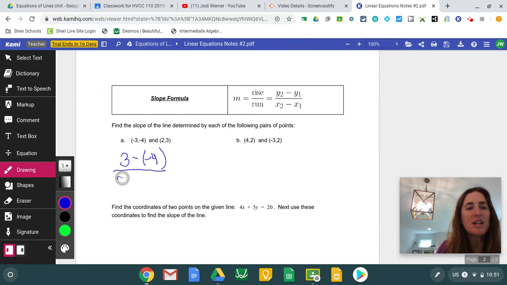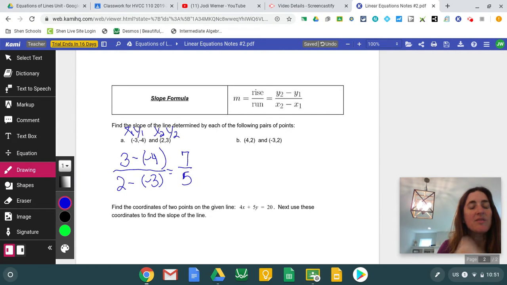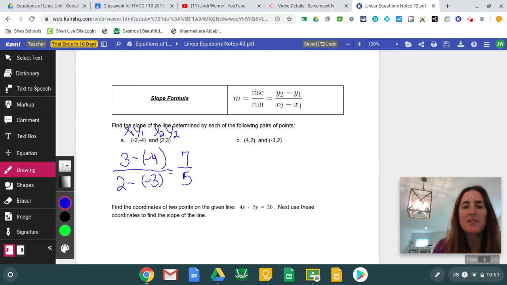And then I subtract -3. That's because this is y1, x2, y2. 3 minus -4 turns it into 3 plus 4, so that's 7. And 2 minus -3 is positive 5, because 2 plus 3 is 5. That was great. Leave it as a fraction. Slope is a fraction. It's 7/5. Rise up 7, run 5.